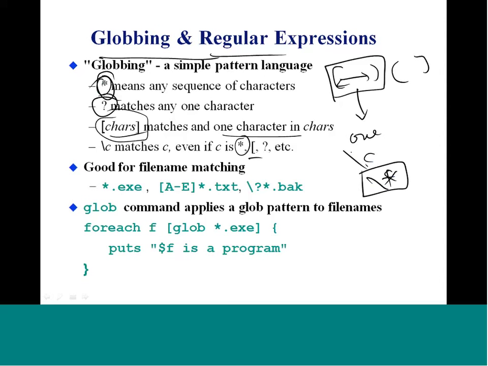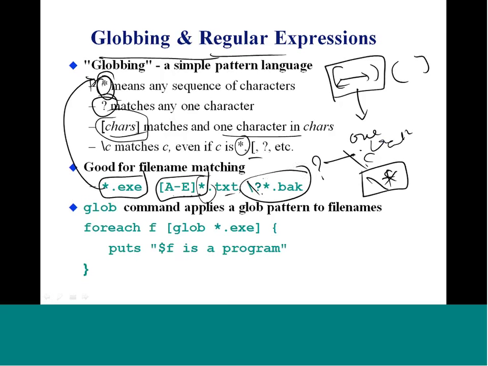I wanted to make a distinction between the glob style pattern matching and the glob command that we saw in the earlier ones. Before that, here are some examples. *.exe is specifically this glob style. Then we can also have [A-E]*, where the first character matches A, B, C, D, E, after that it can have any number of characters, and then the extension .txt. Here we can escape the question mark, so it needs to have a question mark, then any number, then .bak is what is matched here.